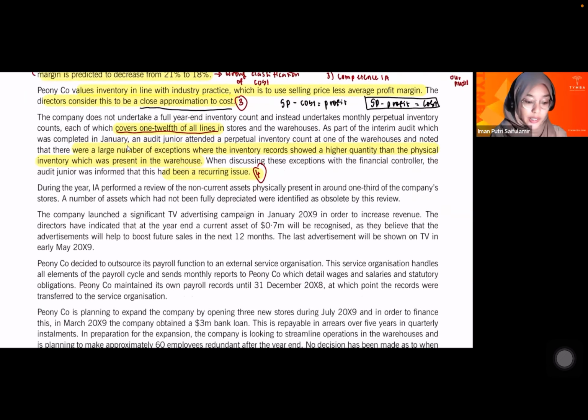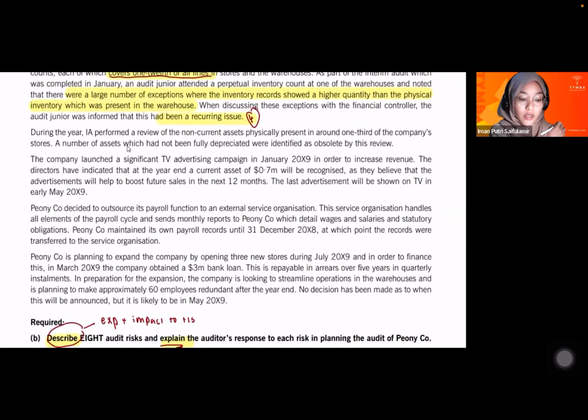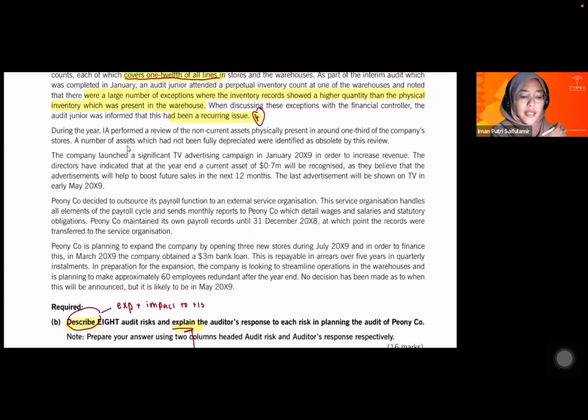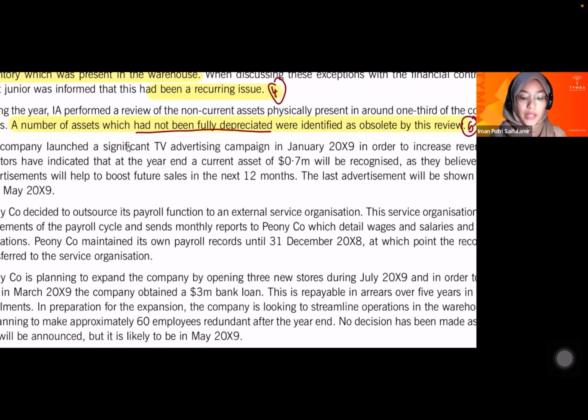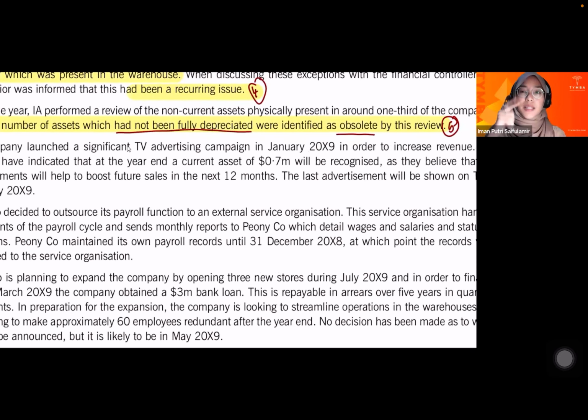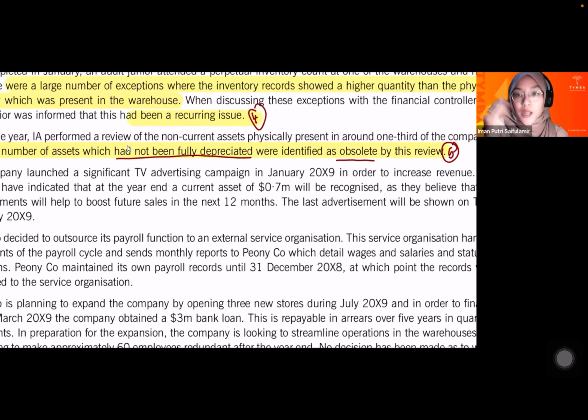The next, during the year, IA performed a review of the NCA physically present in around 1/3 of the company's stores. A number of assets which had not been fully depreciated were identified as obsolete by this review. If the assets had not been fully depreciated but are identified as obsolete, this means that their depreciation policy is not good enough. Basically, there's something wrong with their depreciation policy.